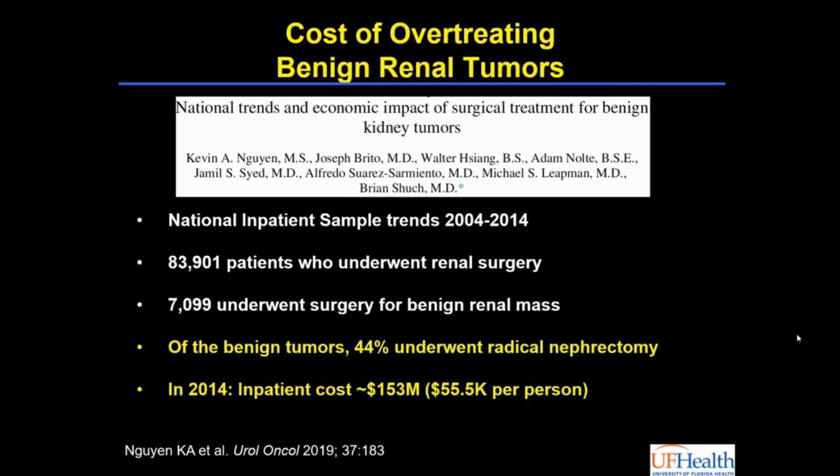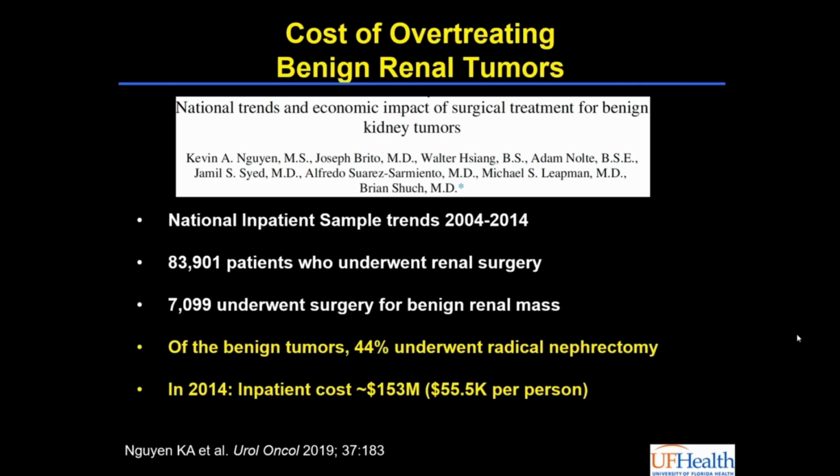That's complete removal of the kidney for a tumor that's benign. Now, had we known that, of course, we would not have done that. But obviously, with the limitations of imaging in the current cross-sectional imaging that we use, it's not sensitive or accurate enough to tell us which are benign versus cancerous tumors. And then furthermore, the dollar cost is enormous. So in 2014, if you add this all up, that was $153 million of inpatient hospital costs.